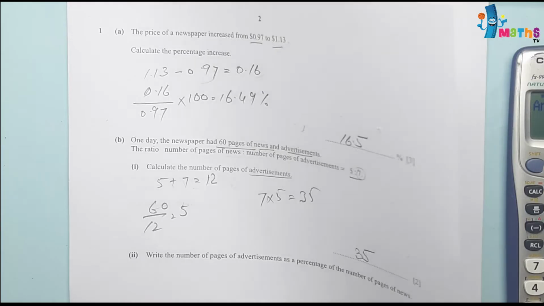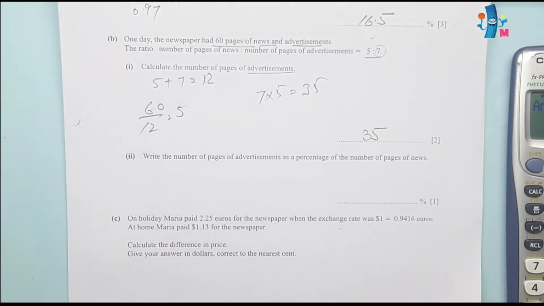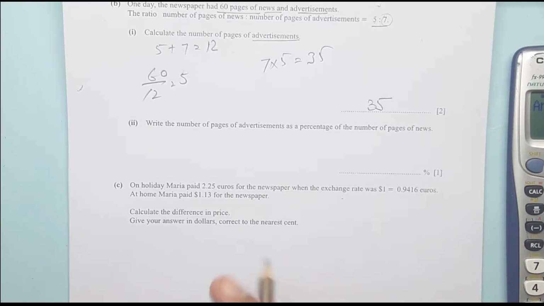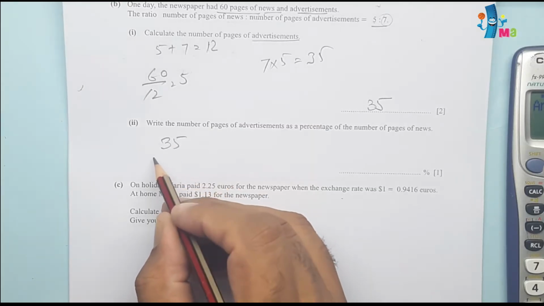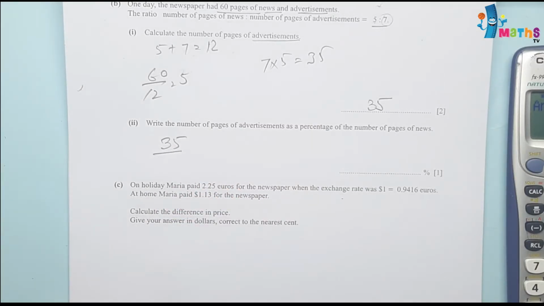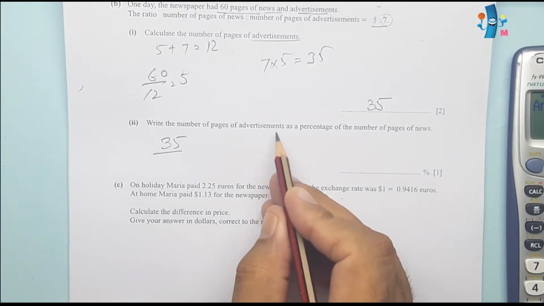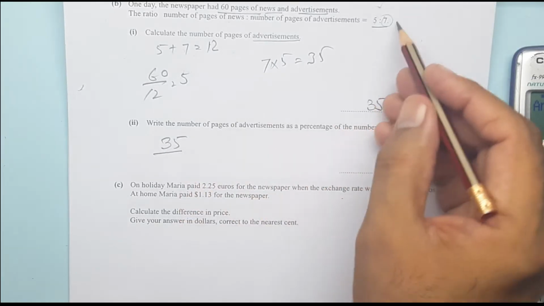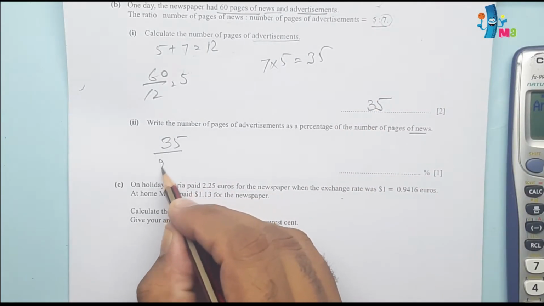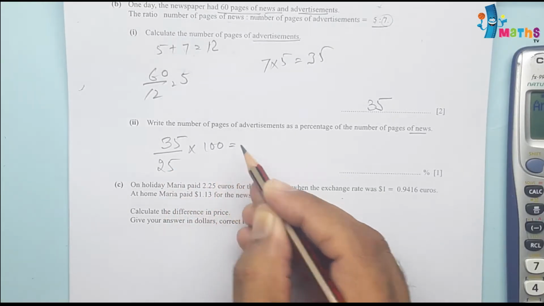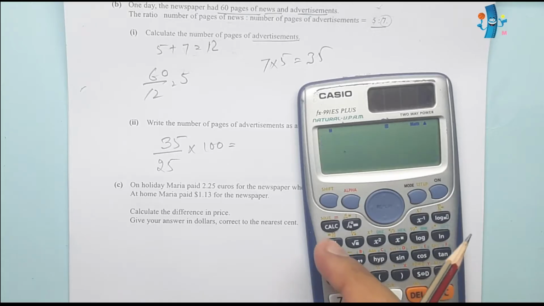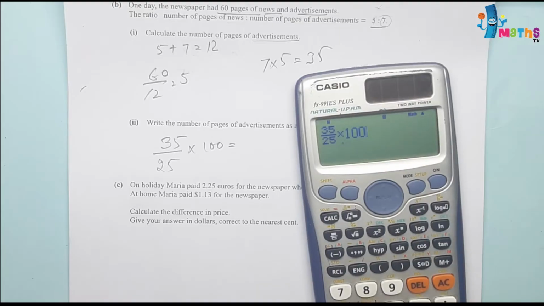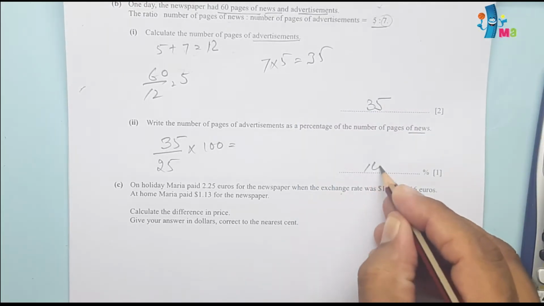Next, the second part is: write the number of pages of advertisements as a percentage of the number of pages of news. So the number of pages of news will be 5 portions. 5 times 5 will be 25, and we multiply by 100 for percentage. So 35 divided by 25 multiplied by 100 will be equal to 140. So 140%.